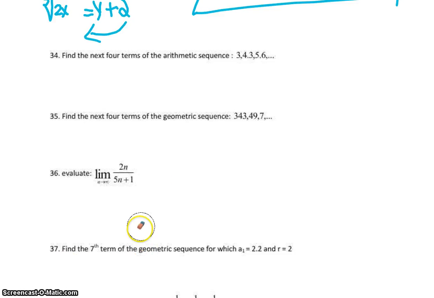Okay, this is Algebra 2. This is part 3 of the Algebra 2 second semester review. We're picking up at number 34. Find the next 4 terms of the arithmetic sequence.